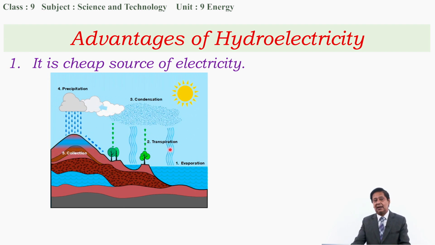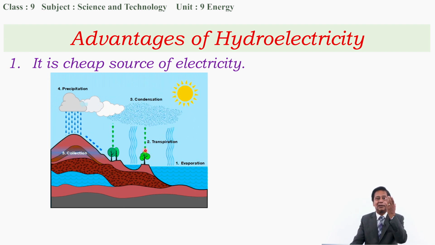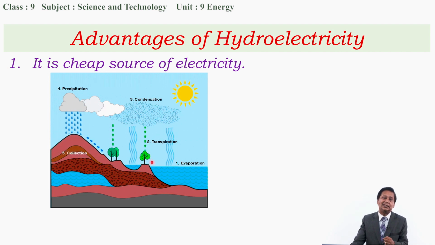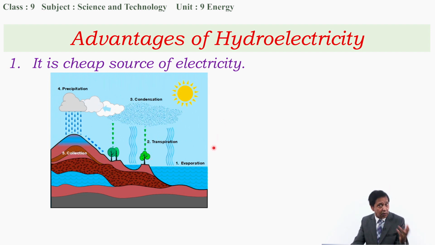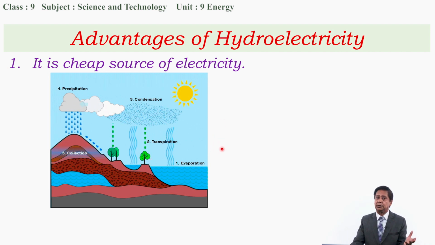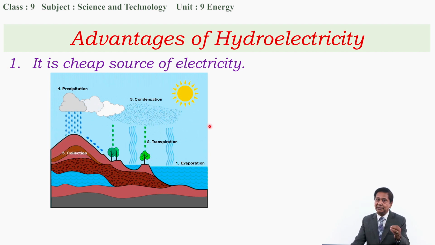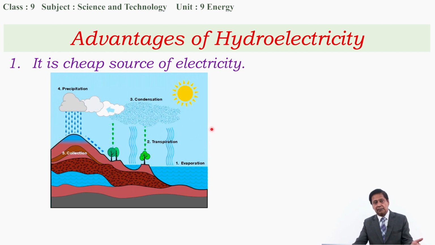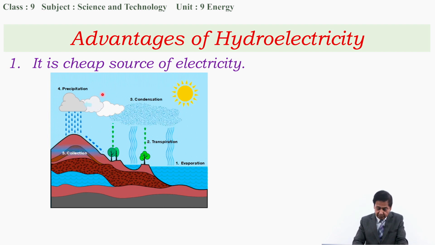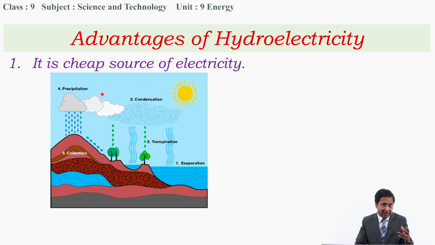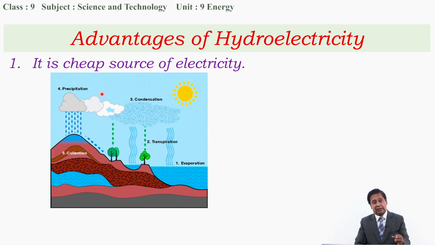This way, what is the source of electricity in a hydroelectric power plant? Water. The running water is the source, and water is available because of the water cycle. That's why this is one of the cheapest electricity sources. And so we can conclude that it is a cheap source of electricity. This is one of the great advantages of hydroelectricity.